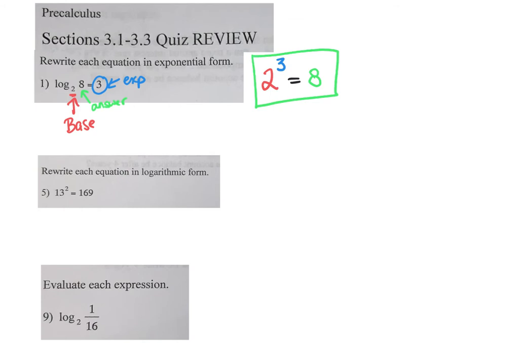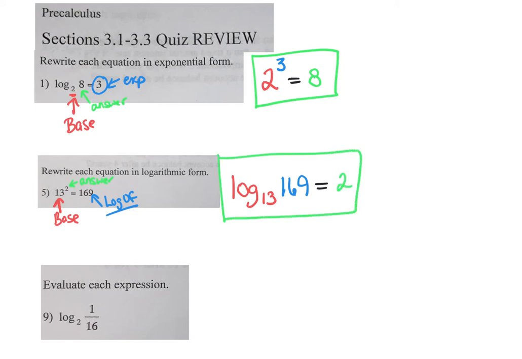The next set of questions is literally going from that form to logarithmic form. So this is your base of your log. That is your base. So log base 13. This guy right here is what you are taking the log of. Log of 169. And the exponent here, the exponent is your answer. That equals 2. So these are your answers for that one.